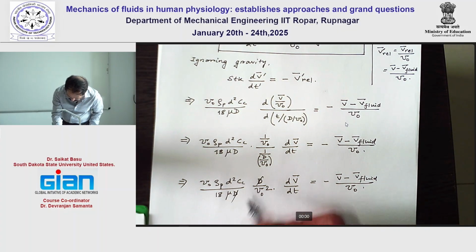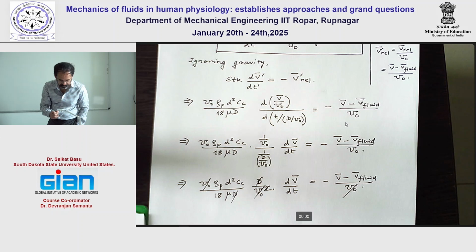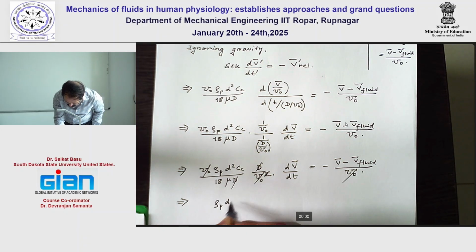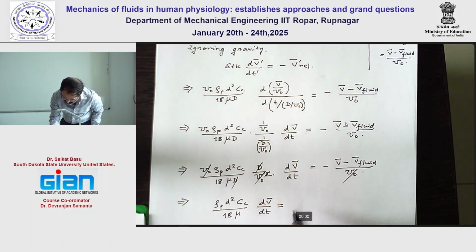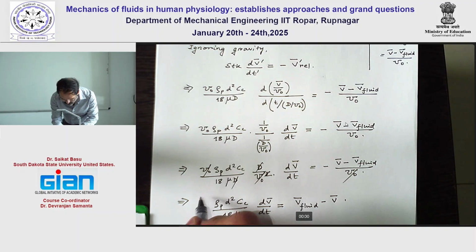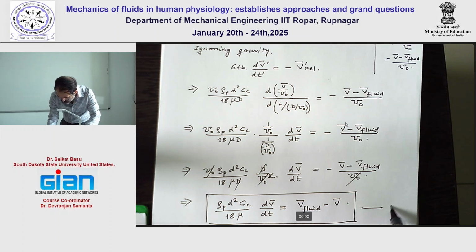We can cancel the d's. We can cancel this u naught with this and the other u naught as well. So we are left with rho p d square Cc by 18 mu dv bar dt is equal to, let's take the minus sign out, v bar fluid minus v. Okay, so let's box this up, and I'm going to call this equation A.